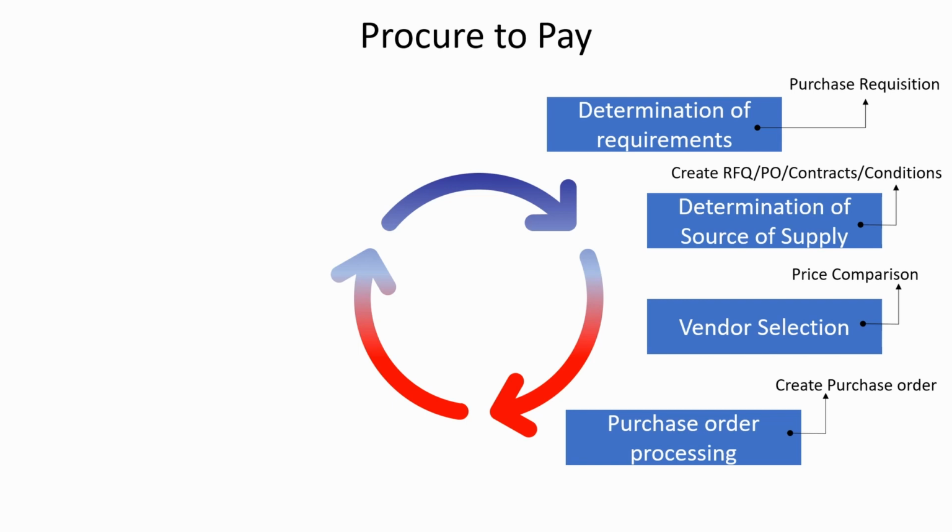Purchase order processing. We can create purchase orders manually or automatically. To create a purchase order manually, we can use the transaction code ME21N. Here we can refer to a purchase requisition or quotation to create the purchase order.